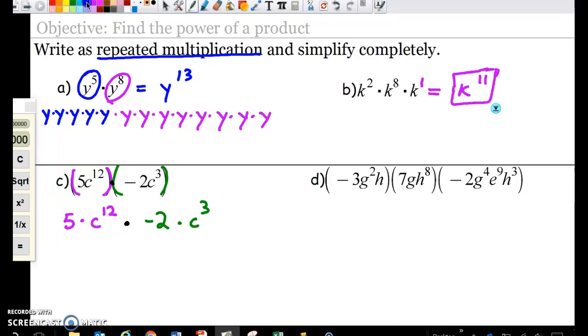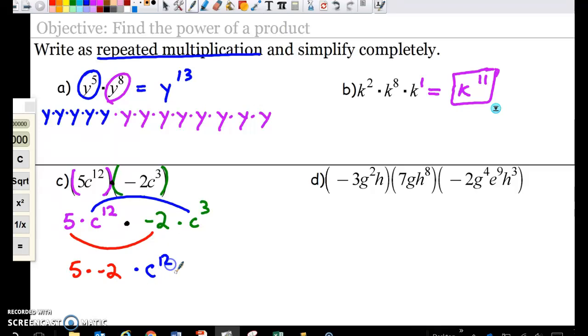Now I'll group together the things that are common. For example, the 5 and the -2 are both numbers, so I can multiply those. So 5 times the -2 will go together. And the c's are also common. They have the same base. So I'm going to multiply those together.